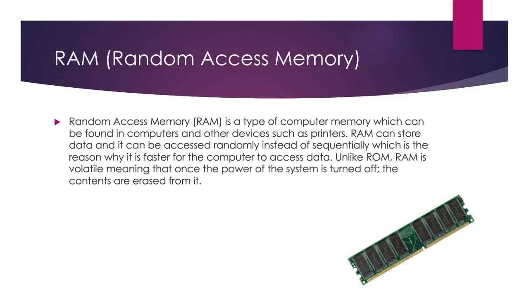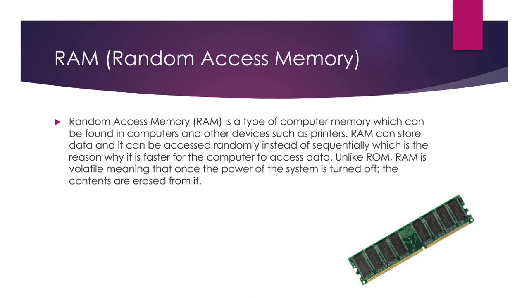Random access memory, or RAM, is computer memory which can be found in computers and other devices such as printers. RAM can store data and it can be accessed randomly instead of sequentially, which is the reason why it's faster to access data. RAM is volatile, meaning once the power is turned off, all the contents are erased from it. So basically, that's what RAM consists of.